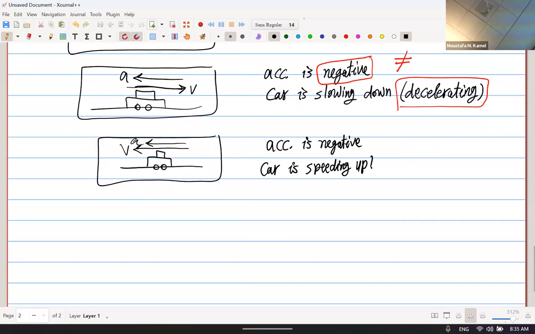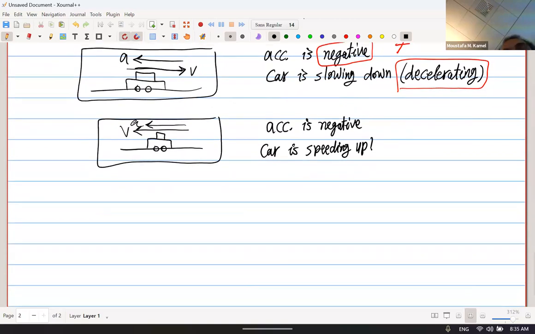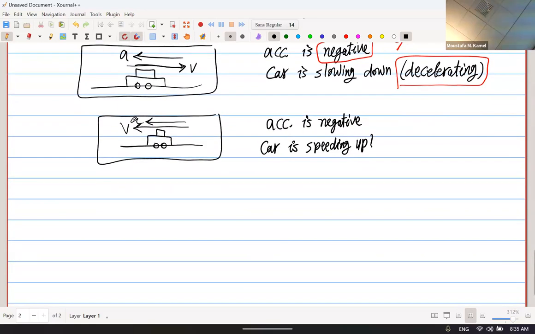So negative acceleration could just as well mean speeding up. It doesn't have to do with deceleration. These are different notions. And this is because the definition of positive and negative is arbitrary. Actually, we just chose positive to be to the right and negative to be to the left. We could just as well flip it and say to the left is my positive.